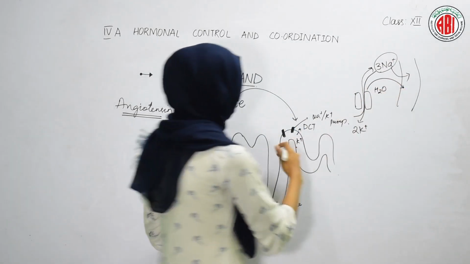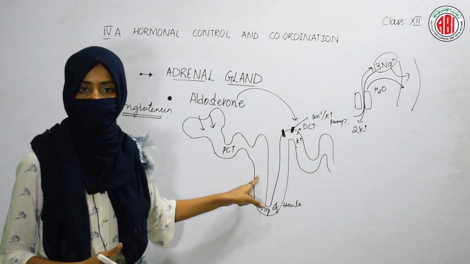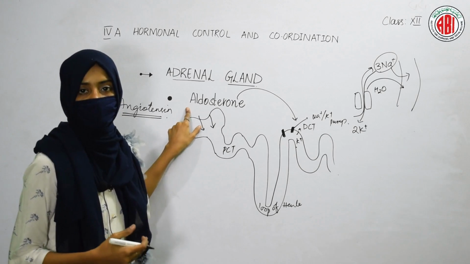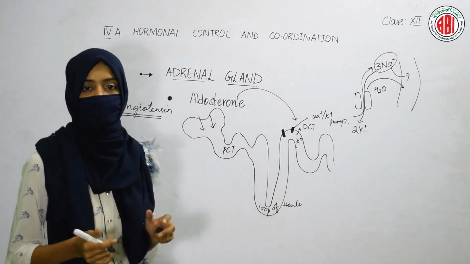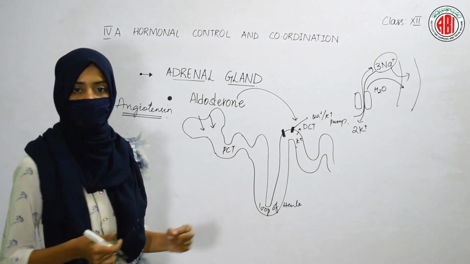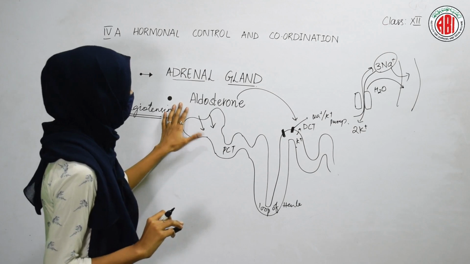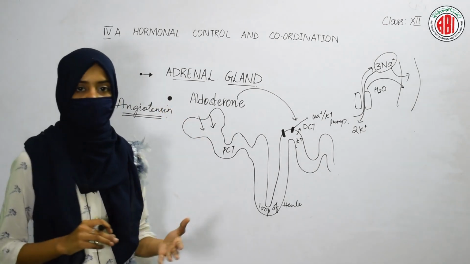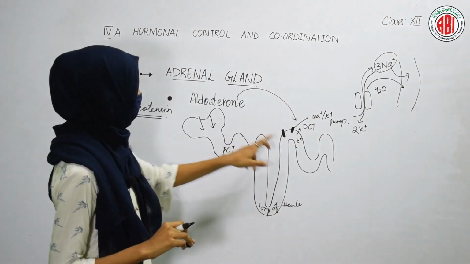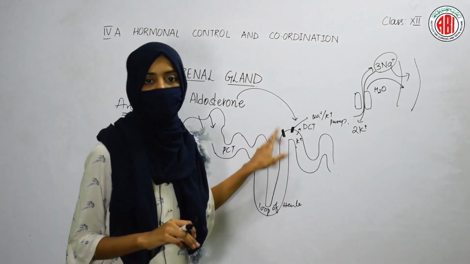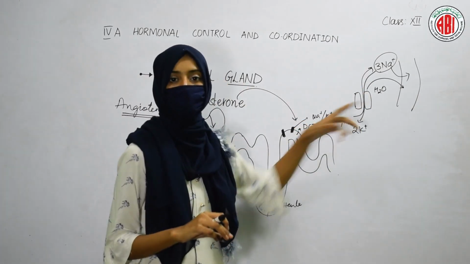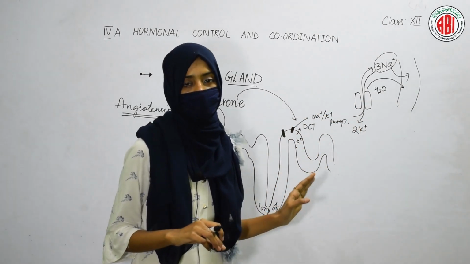So water can be taken from the filtrate by the action of aldosterone. In this way, we can handle the situation where water is not present in enough amount in our body. So aldosterone shows its action by activating the sodium potassium pumps. When the sodium potassium pumps get activated, sodium ions will move out of the filtrate. In that filtrate, water is also present. So along with the sodium ions, water will also move back into the blood.